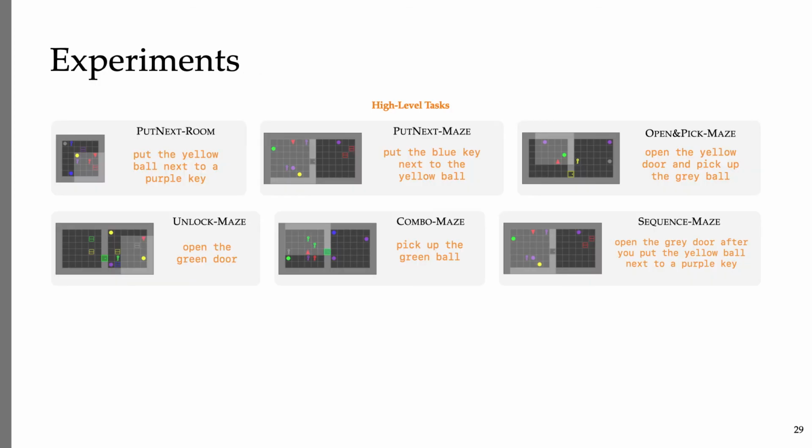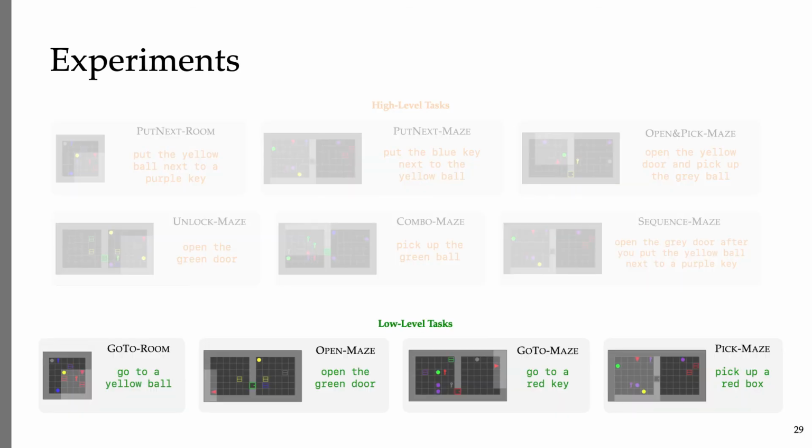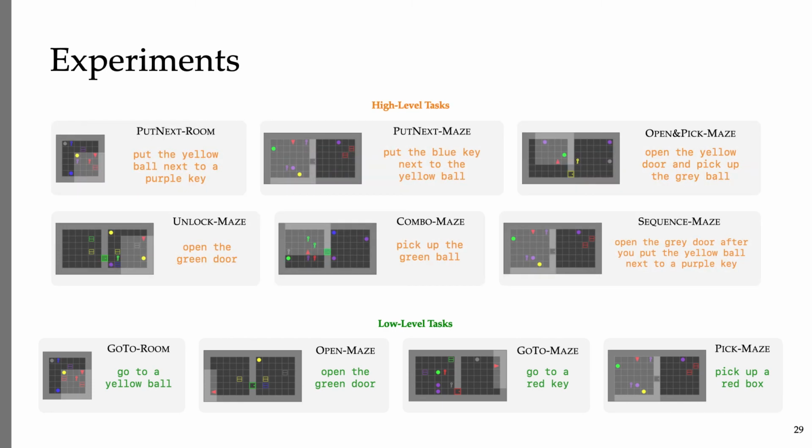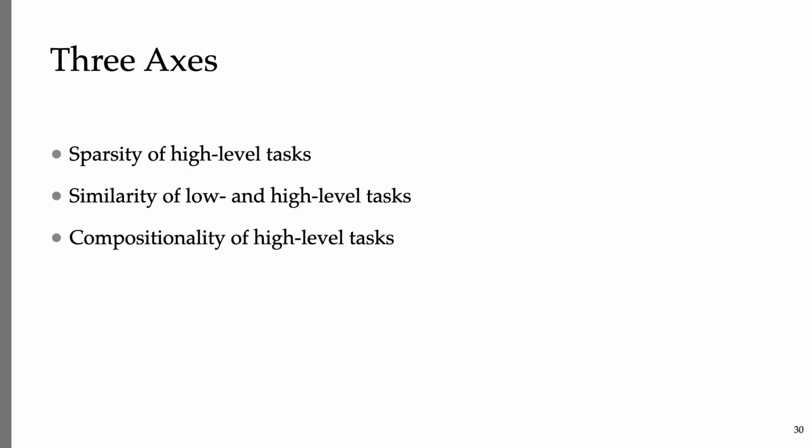We'll now discuss how Ella performs in several BabyAI environments. We choose 6 high-level tasks paired with subsets of 4 low-level tasks, and we show some example task instances here. The red triangle represents the agent. We select our task pairs to differ on several axes: sparsity of the high-level task, similarity of the low and high-level tasks, and compositionality of the high-level tasks.